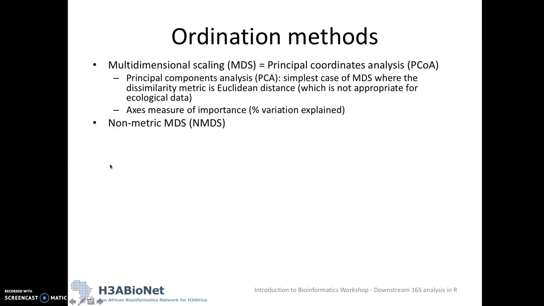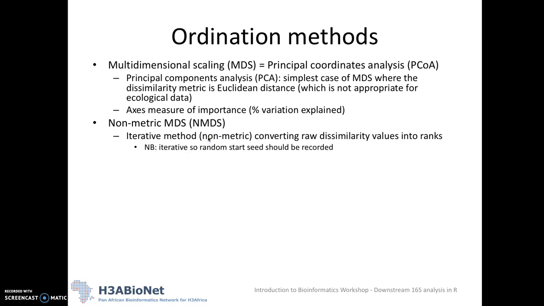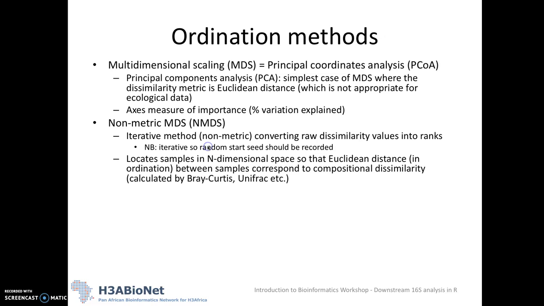Then another option that is commonly used with 16S data is called non-metric multidimensional scaling. So this is actually an iterative method, so non-metric, where the raw dissimilarity values are converted into ranks. So here we use a random start seed, so it's an iterative process. So you should record that random start seed, otherwise you'll have a slightly different result every time.